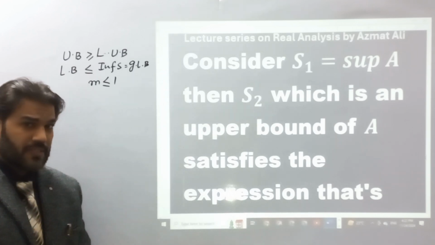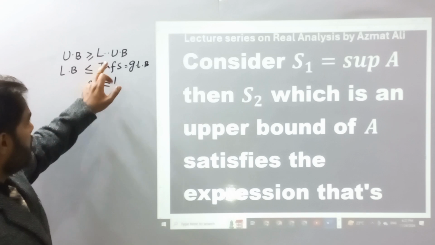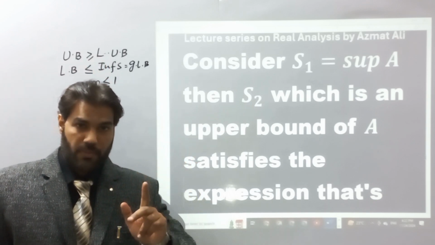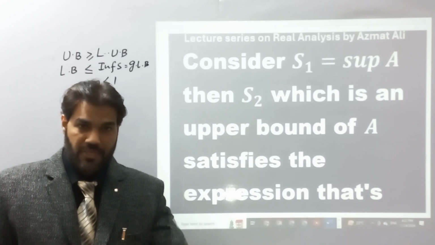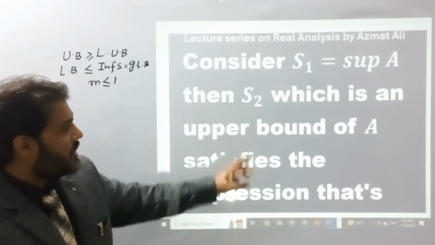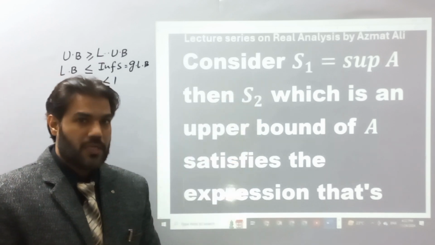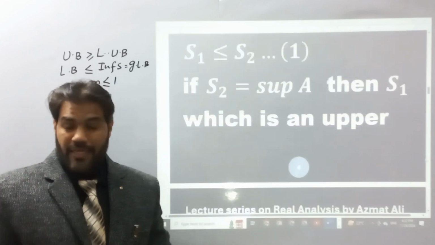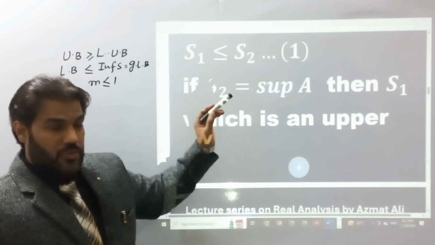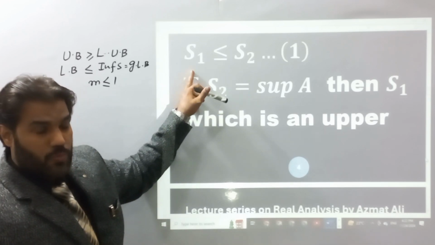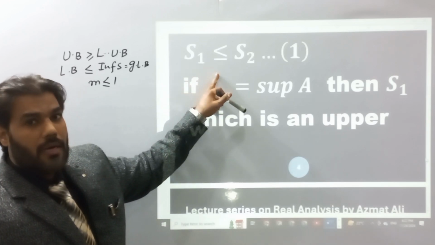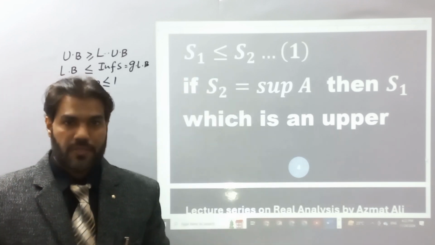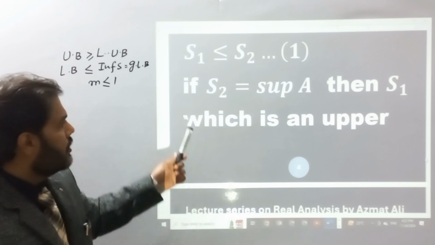An upper bound is always greater than or equal to the least upper bound, that is, an upper bound is always greater than or equal to the supremum. So when you take S1 as the supremum and S2 as an upper bound, S1 will always be less than or equal to S2, because S1 is the least upper bound and S2 is an upper bound.